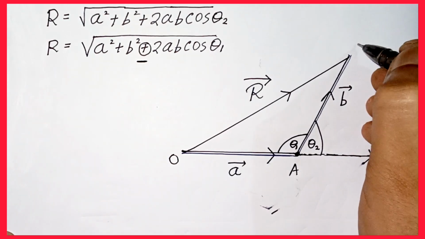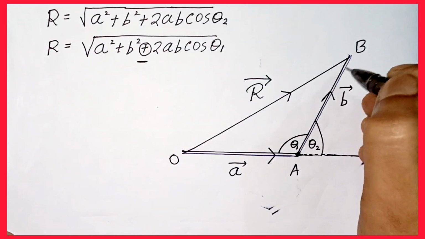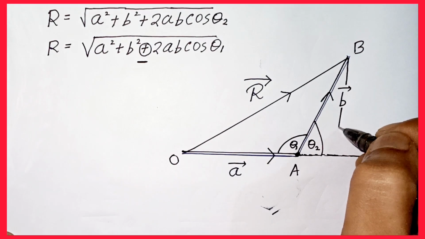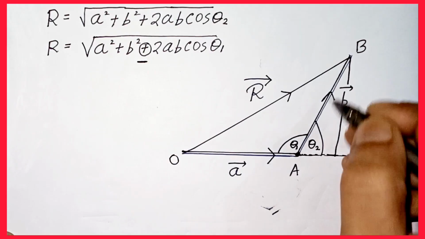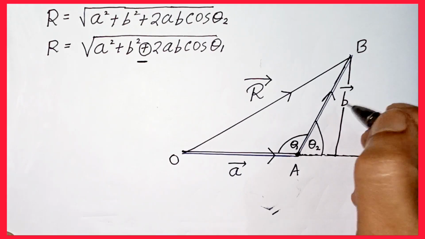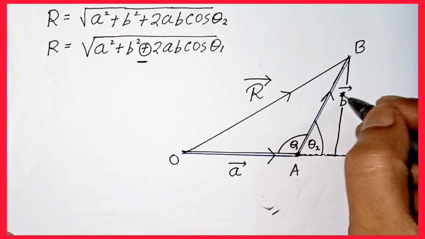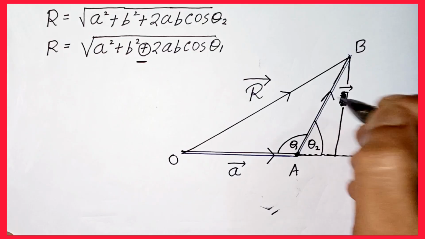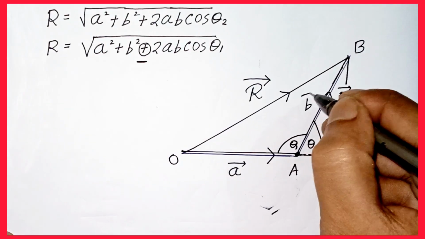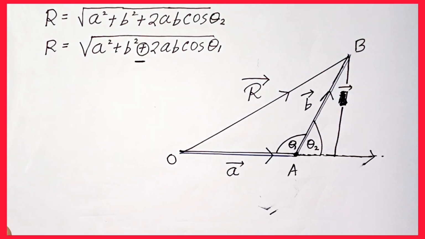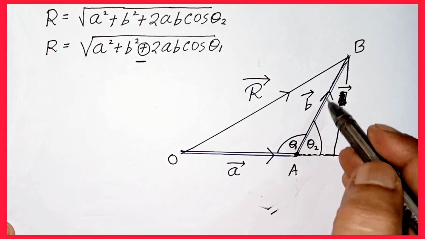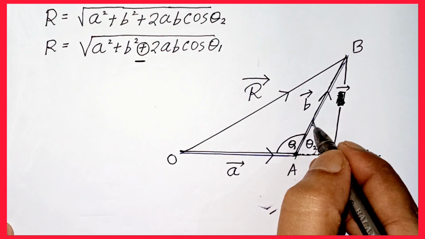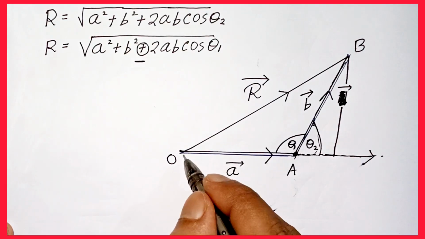Okay. Let's denote the points O, A, B. Now draw a perpendicular from the point B, which intersects the extended line of OA. Sorry, this is not V vector. This is OA. AB is the B vector. I wrote it in the wrong position. This is B vector in the triangle. So now observe that small triangle. This is theta 2 in the small triangle.